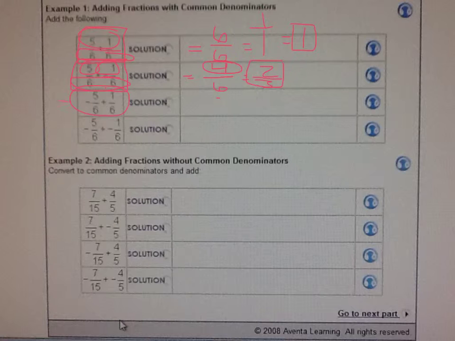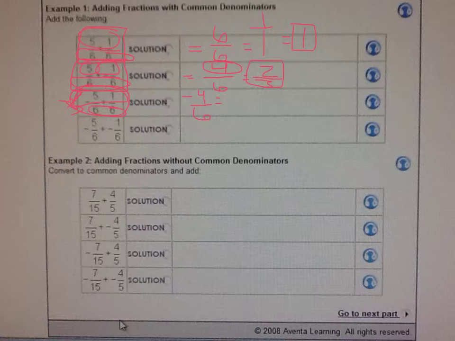Okay, now you see how that negative's in the middle? That can go with the top or the bottom. It's a lot more convenient if it goes with the top one because that means our denominator can stay 6. So I just attach that negative to the 5. So we have negative 5 plus 1, which would be negative 4 over 6.